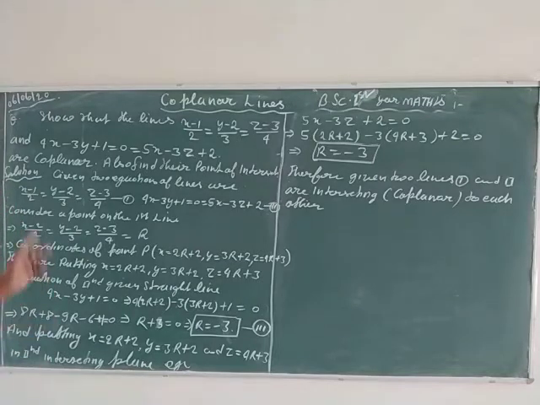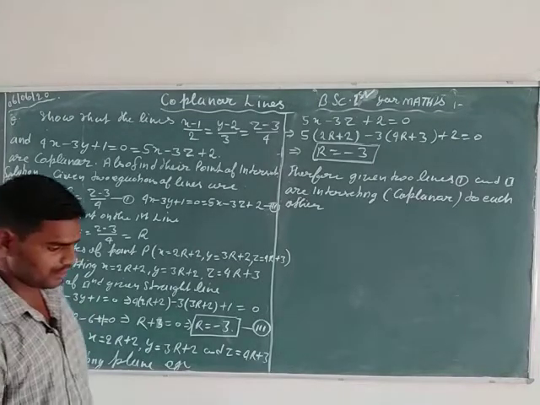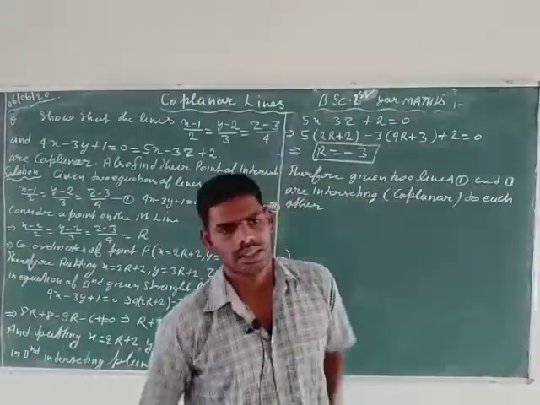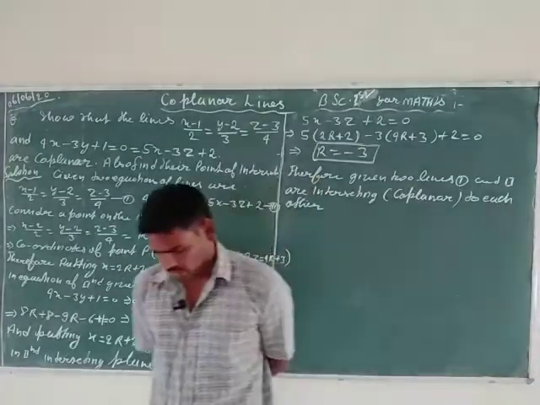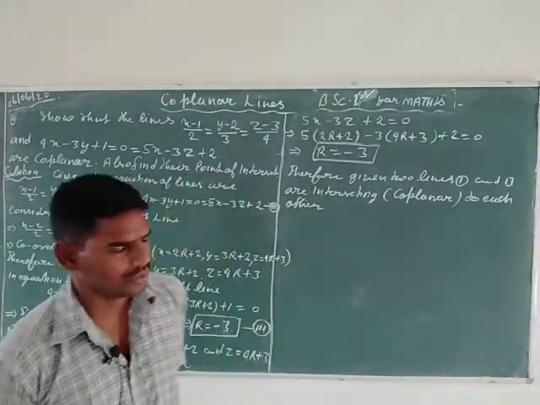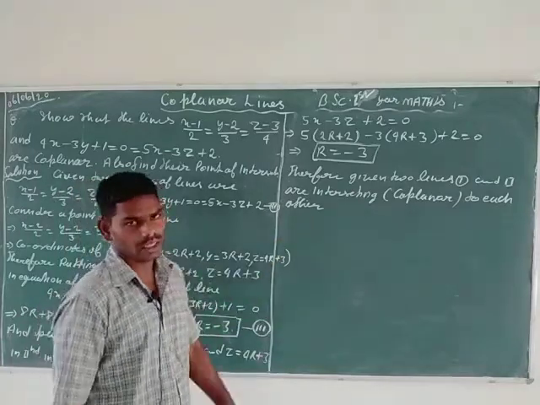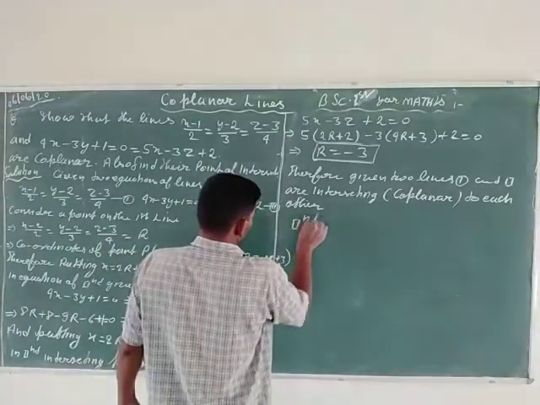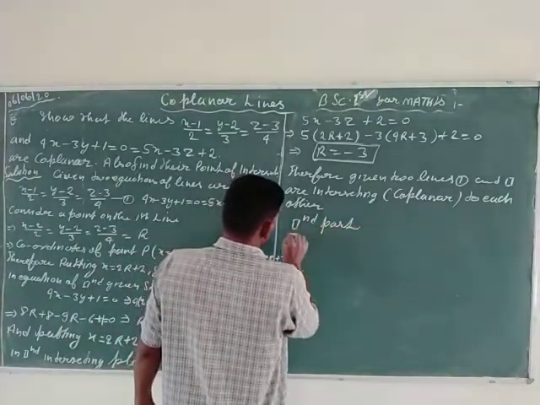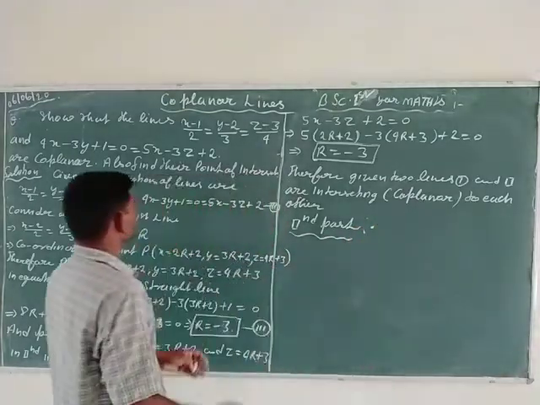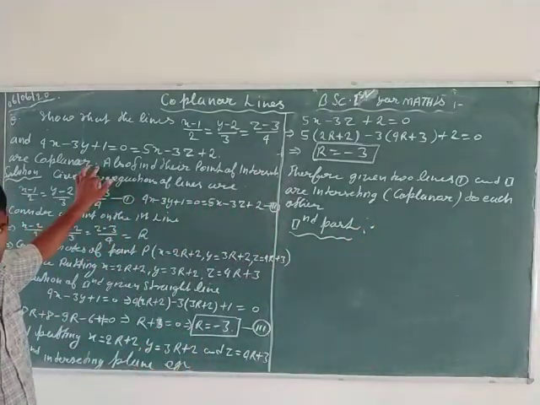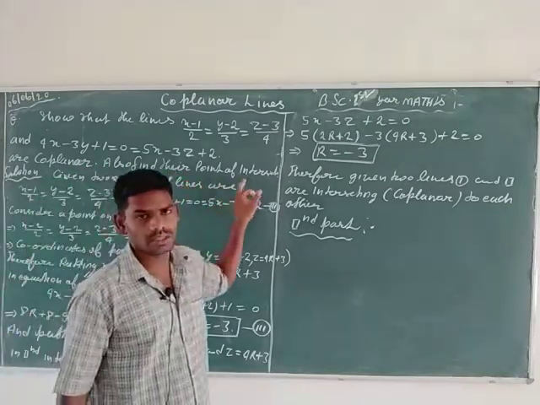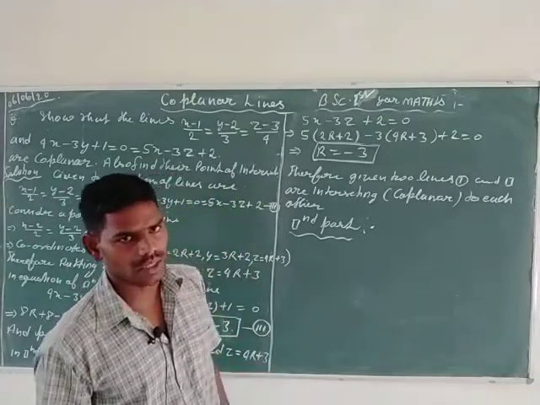In the first part, given two equations of straight lines, the first in symmetrical form and the second in general form, they are coplanar, meaning they are intersecting each other. Here it is proved they are coplanar and intersecting each other. Now consider the second part of the question. Also find their point of intersection, meaning find the coordinates of the intersecting point capital P.